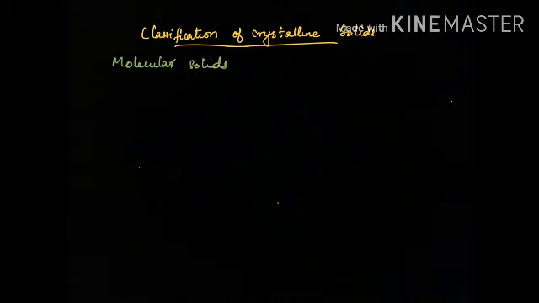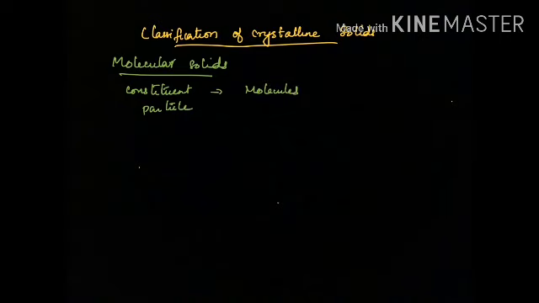So molecular solid is the first type of classification of the crystalline solids. Okay, here the constituent particles of the molecular solids are the molecules. So here the molecules are the constituent particles. These molecular solids are classified into three. So there are three main types of molecular solids.